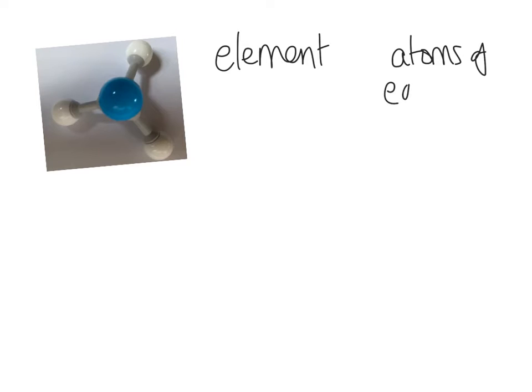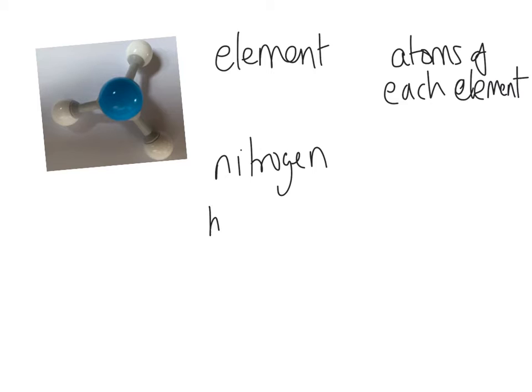Let's have a look at another example. Here we can see that we have two different elements, and then how many atoms of each element do we have? Now blue is representing nitrogen, and we know from before that white represents hydrogen. So we have two different types of atoms for two different types of elements, and then if we count them we have one atom of nitrogen and three atoms of hydrogen.